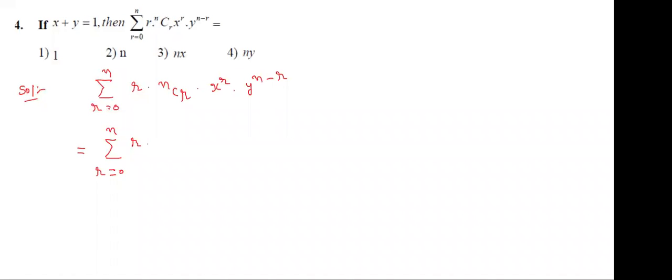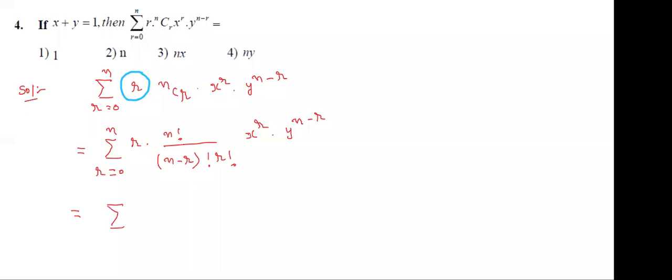nCr means n factorial by (n minus r) factorial into r factorial, into x power r, y power n minus r. Why am I writing the formula? Here r is there extra. If r is not there, we can write very easily. Okay, r is there extra, and that is the problem here. So now, how do we eliminate the r?